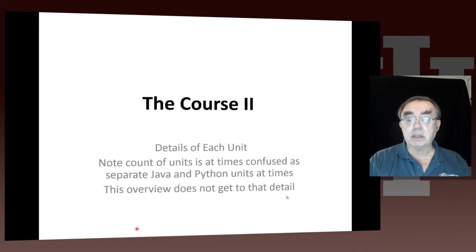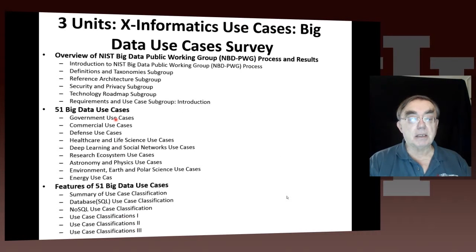All right, now we get on to the second group of detailed discussions of the contents of the course. And the first, then, we have these three units, which are actually a relatively new set of units. They're covering 51 use cases, 51 values of X, from a survey we did over the end of 2013 in conjunction with the National Institute of Standards and Technology, NIST, who set up a big data public working group.